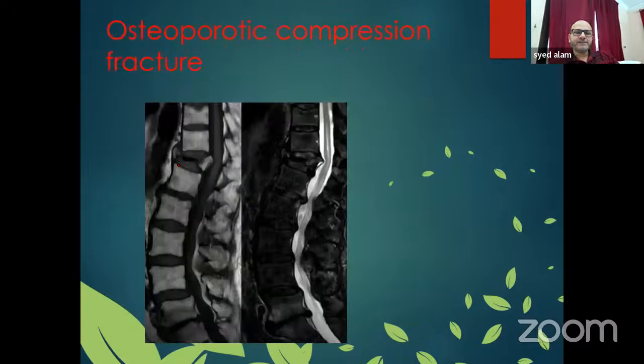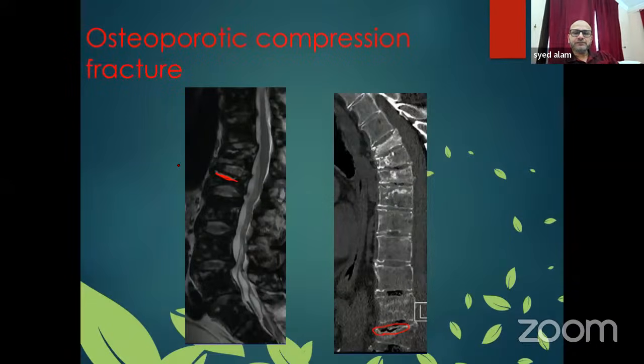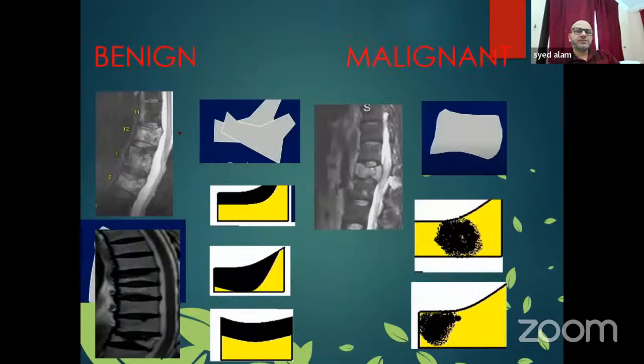So Kummell disease. Okay, so now we'll go back to here. This is my rule number 2. If the collapsed vertebral body has an angulated posterior margin, it is benign. If the margin is convex, it is malignant.